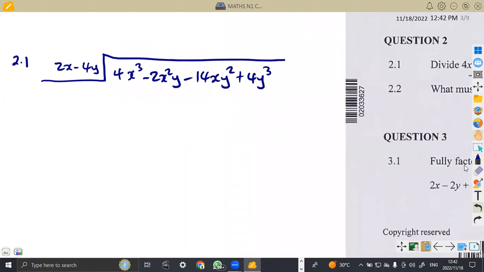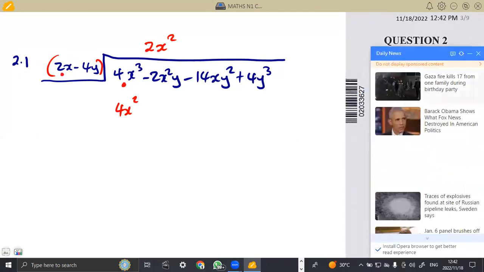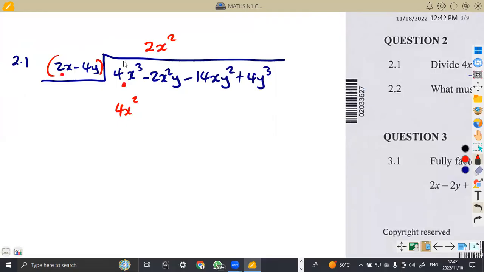So let's perform the long division, guys. We are supposed to divide, multiply back, subtract, and so forth, then repeat all those stages. 4x cubed divided by 2x: always first term versus first term. 4 divided by 2 is 2, so it's going to be 2x squared. When multiplying back, we multiply everything: 2x squared times 2x is 4x cubed. Then 2x squared times the next term gives minus 8x squared y.